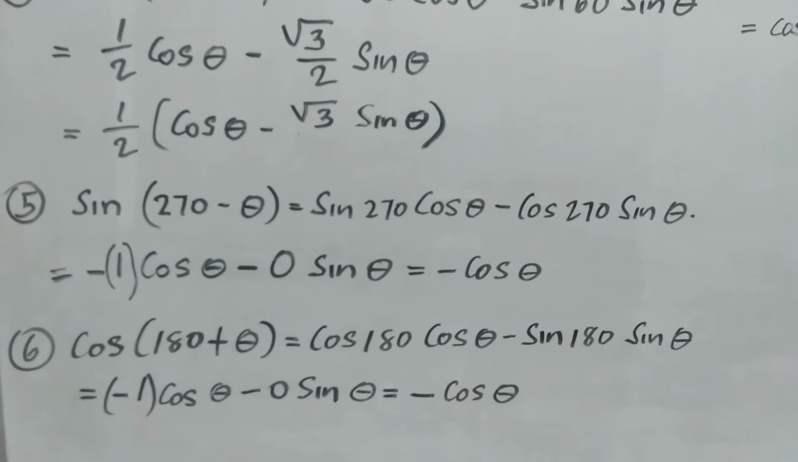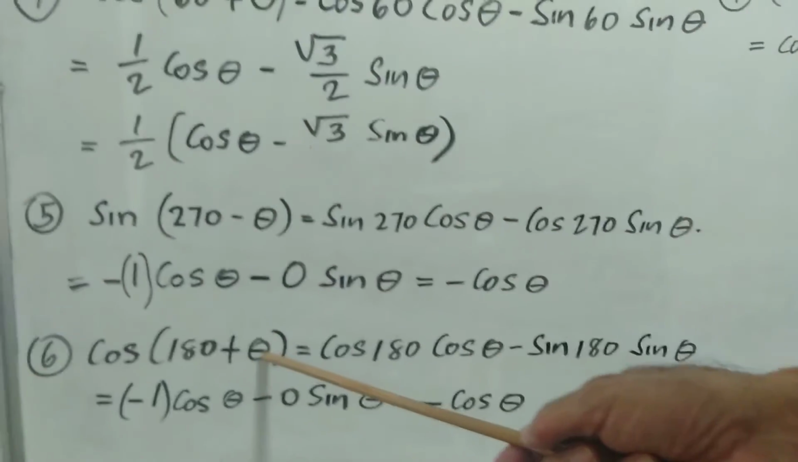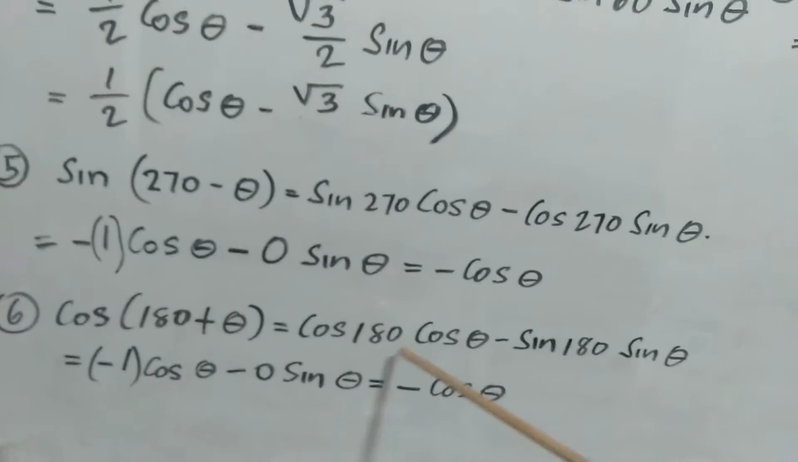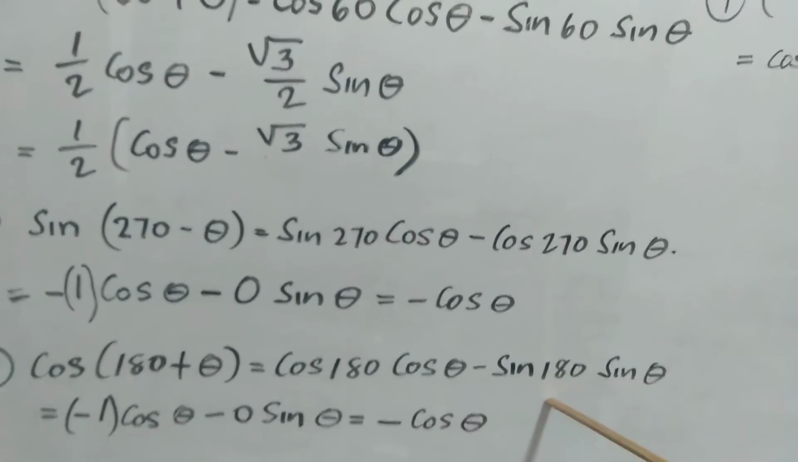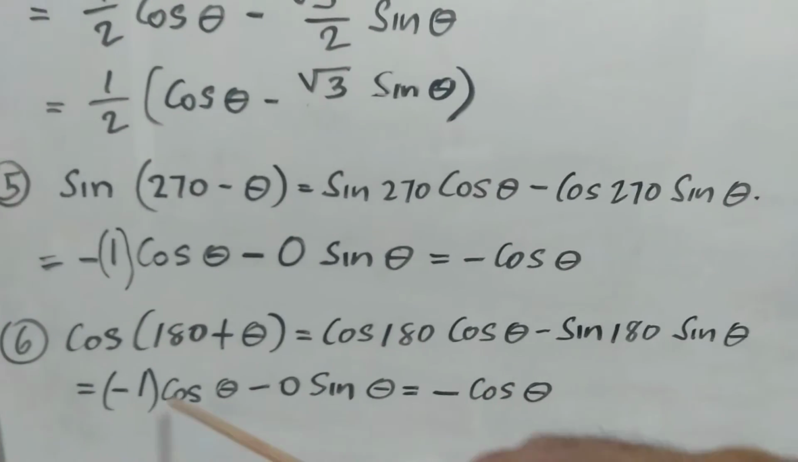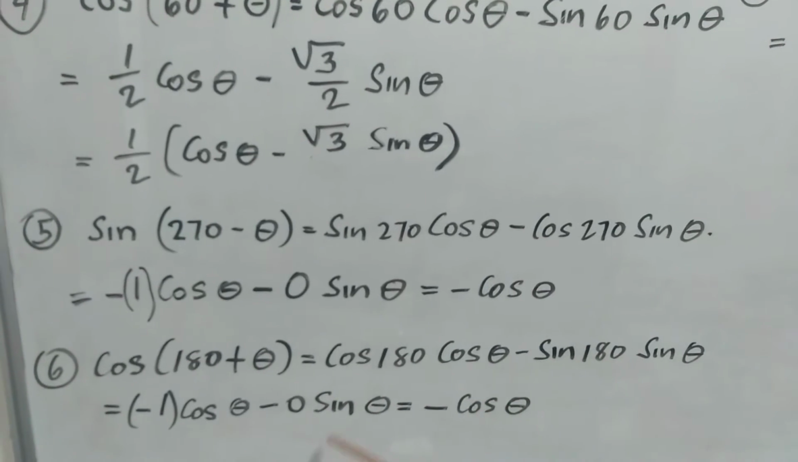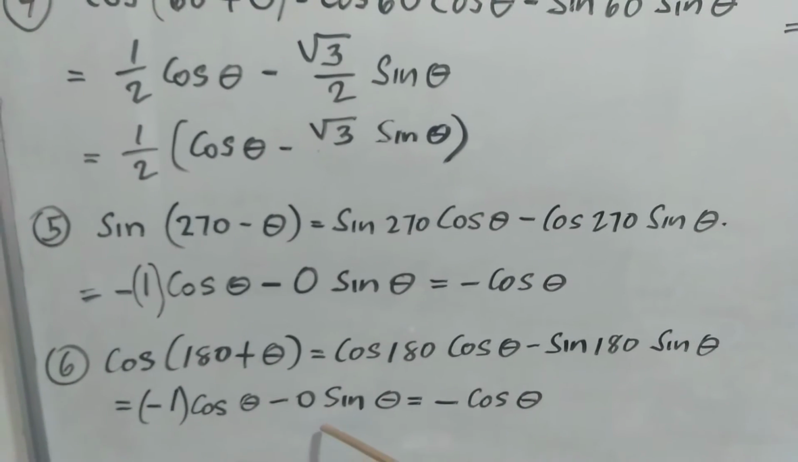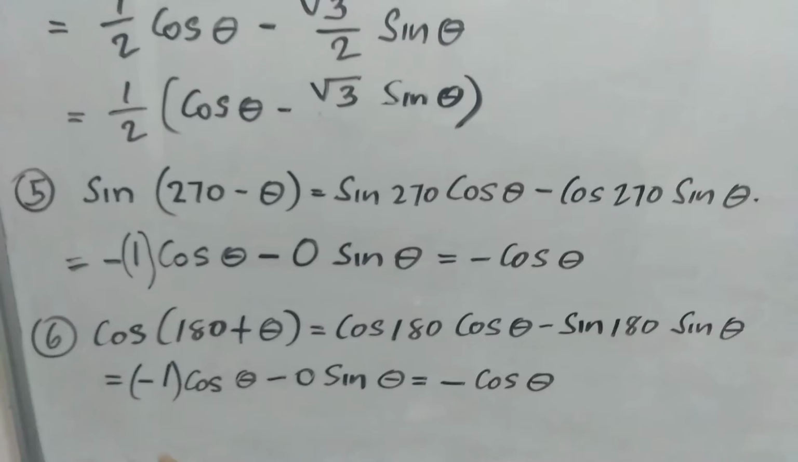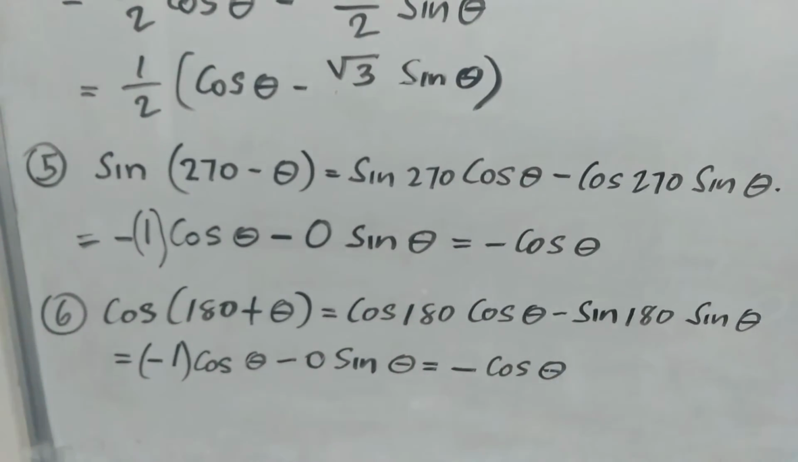For number 6, with quadrantal angles again, cosine of 180 plus theta is equal to cosine 180 cosine theta minus sine 180 sine theta. Cosine 180 is equal to -1 cosine theta minus 0, this is sine 180, sine theta. So this one cancels out. What remains again is negative cosine theta.